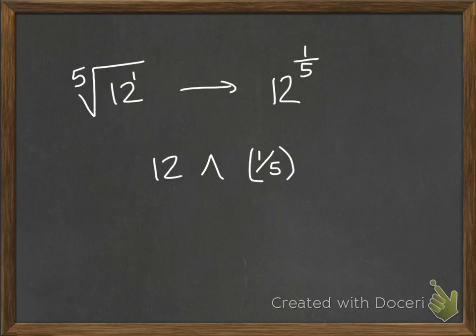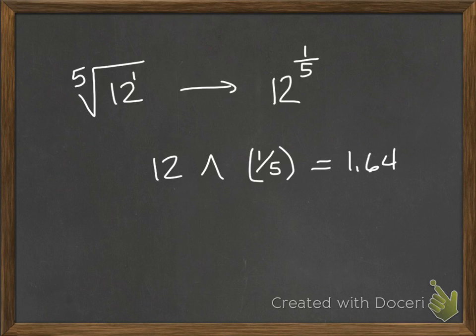Let me put this in here. 12 to the power of 1 divided by 5 gives me 1.6437 and so on. So I'm going to put 1.64. So this rule is actually super handy, and I have used this quite a bit.